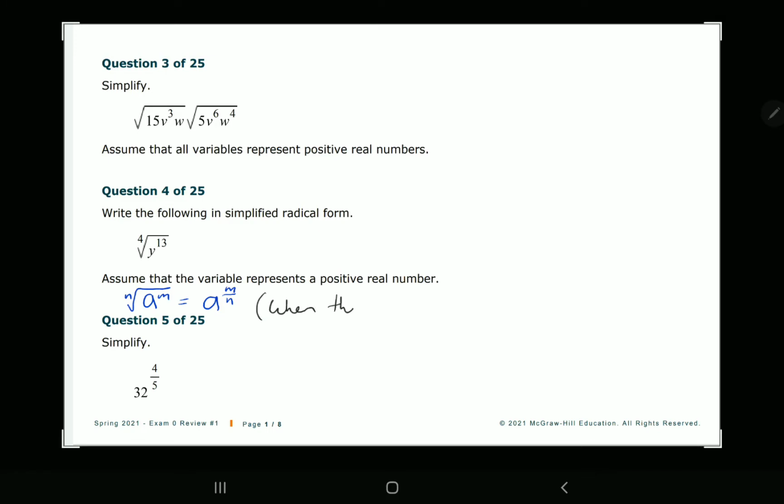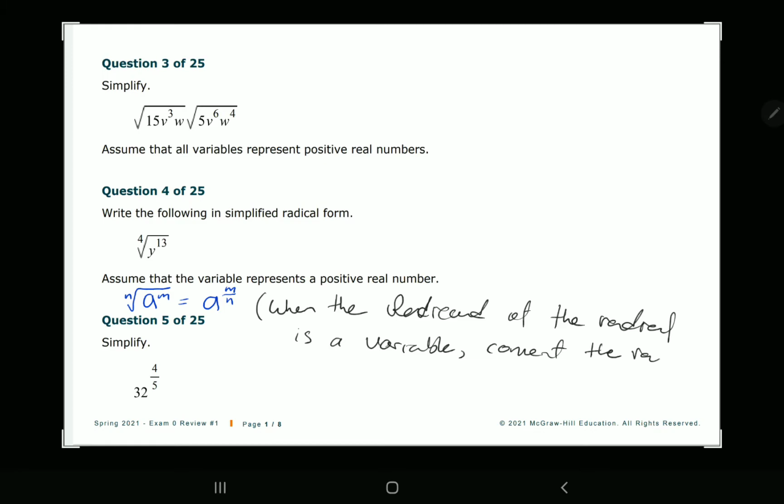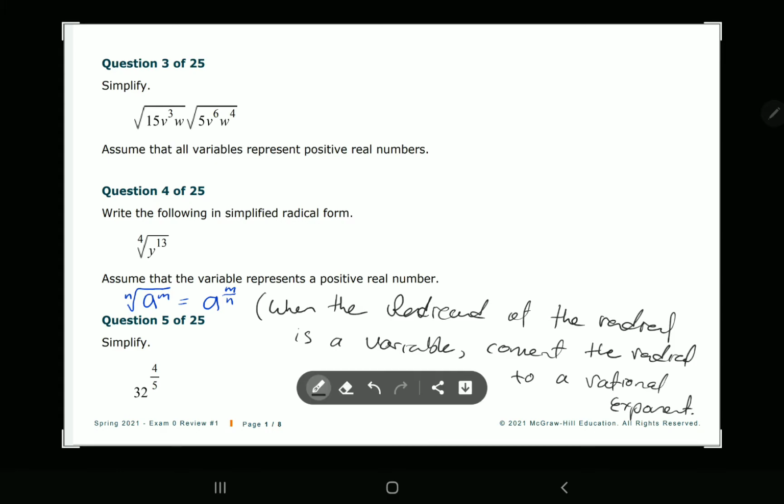When the radicand of the radical is a variable, convert the radical to a rational exponent. Excuse my handwriting. When the radicand of the radical is a variable, convert the radical to a rational exponent using this conversion rule. So we're going to do that.